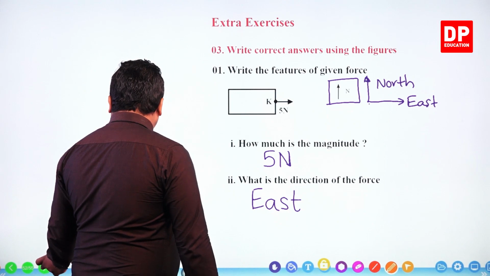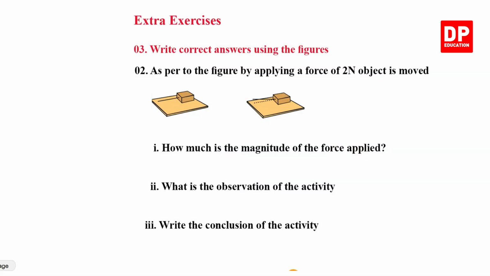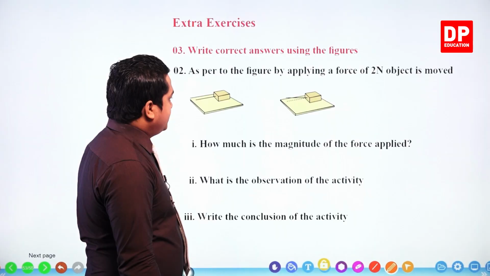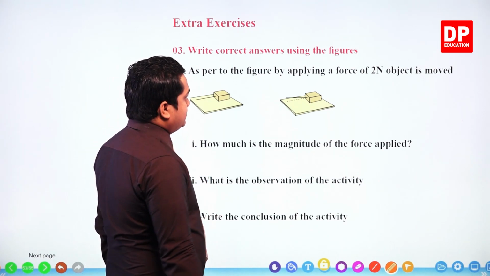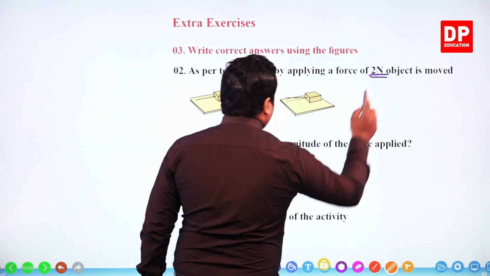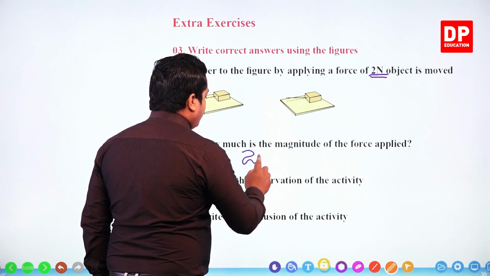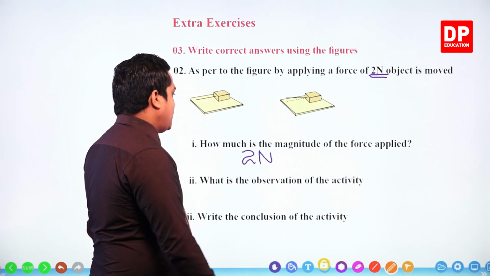Right. Then the next one. As per the figure, by applying a force of 2 Newton, an object is moved. How much is the magnitude of the force applied? You need to write down the magnitude of the force applied. Really simple. Here, the applied magnitude is 2 Newton.